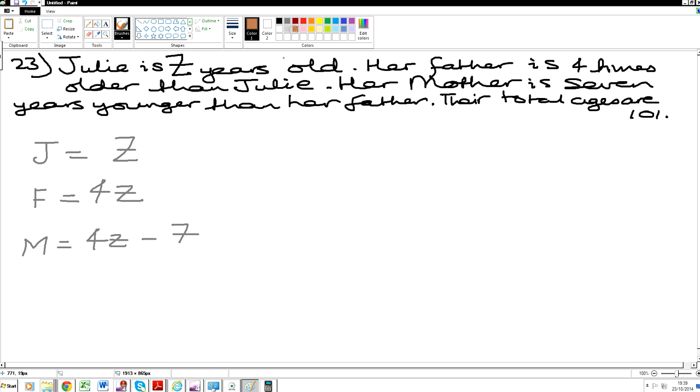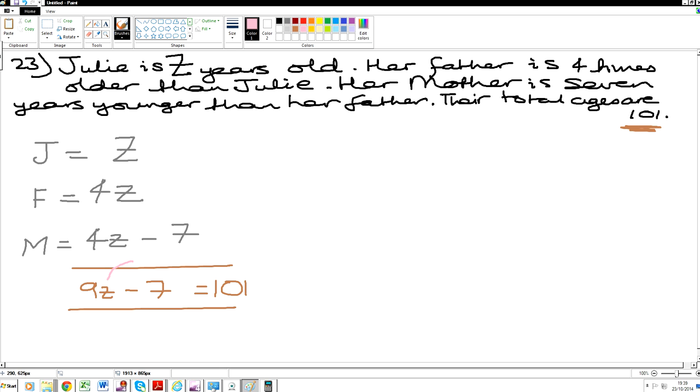Now the next part involves us adding them all up. If we add them all up, we should get a total of 101. So Z add 4Z is 5Z. 5Z, add another 4Z is 9Z, minus 7, and nothing else adds up to minus 7. So now we have an equation set up. We are now ready to solve it.